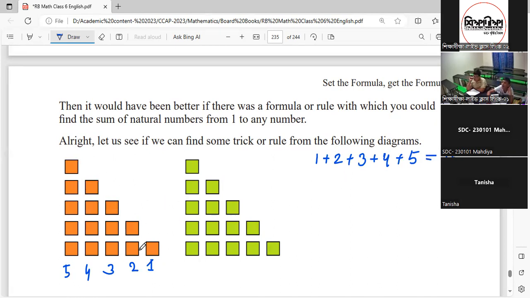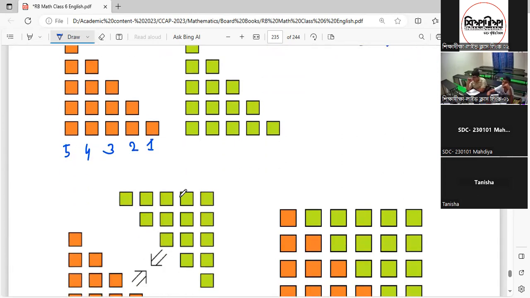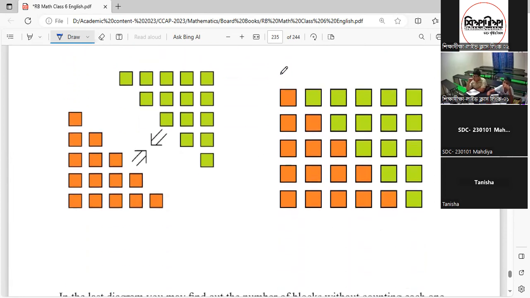Now let's make a copy of these and change the color of the blocks, and rotate it anti-clockwise and fix it in this direction, right. In that case, last time we had 5 blocks on this line, right? 1, 2, 3, 4, 5. Now we have how many blocks? 6. And we have 5 blocks here, there is no change, right?